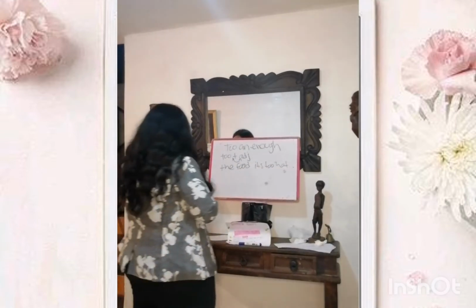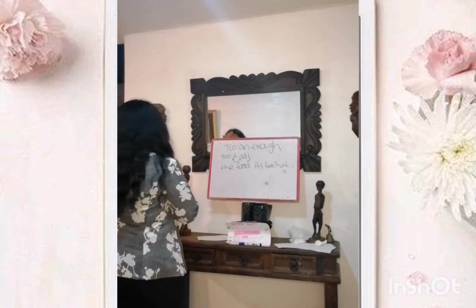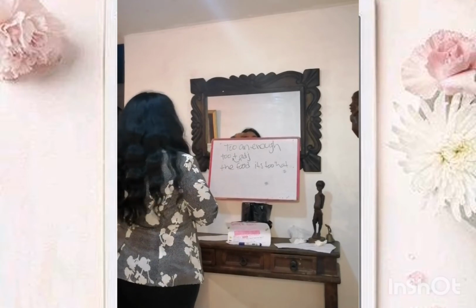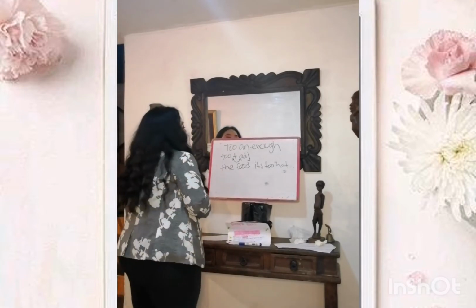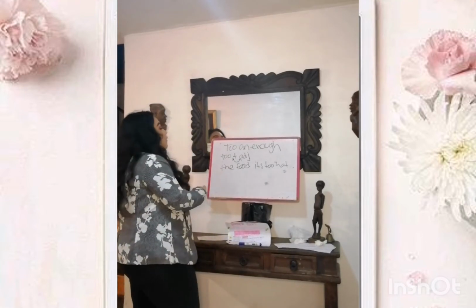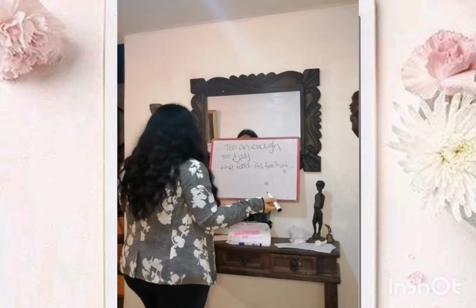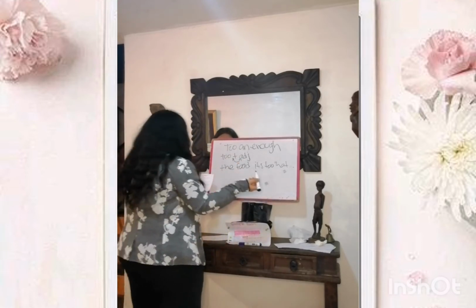So when we are talking about too, it's excess, right? And when we are talking about enough, it's something with no excess, okay? It's something acceptable. So for this example, the food is too hot. So now we are going to add something with enough.